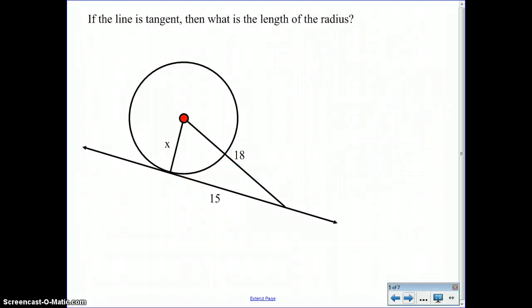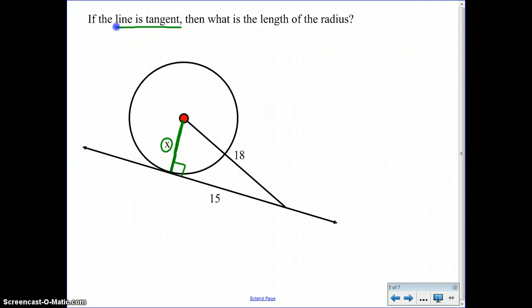All right, slightly different example. In this case, we're told that the line is tangent. So that means we know that that's a right angle right there. And we want to figure out the length of the radius. Well, the only segment on this picture that is a radius is from the center to the edge. That's the radius in this picture, which is our x.